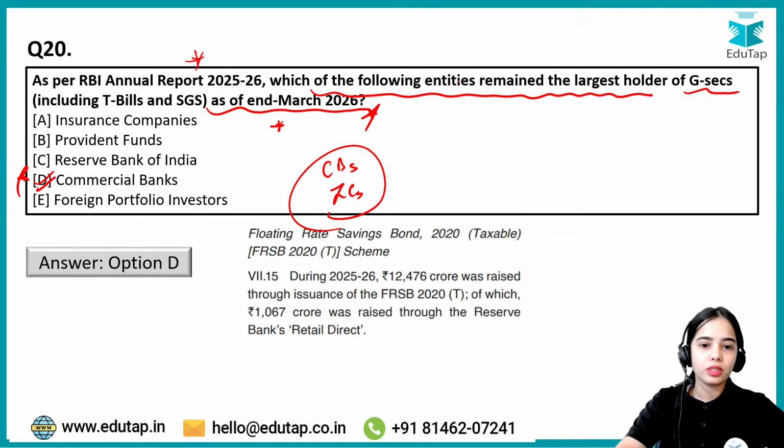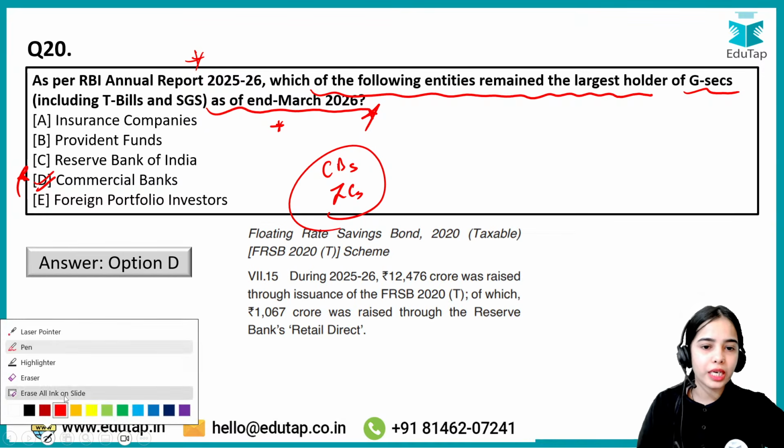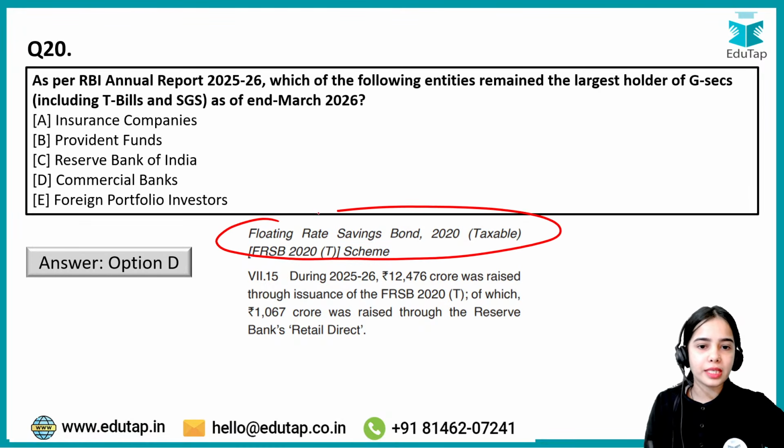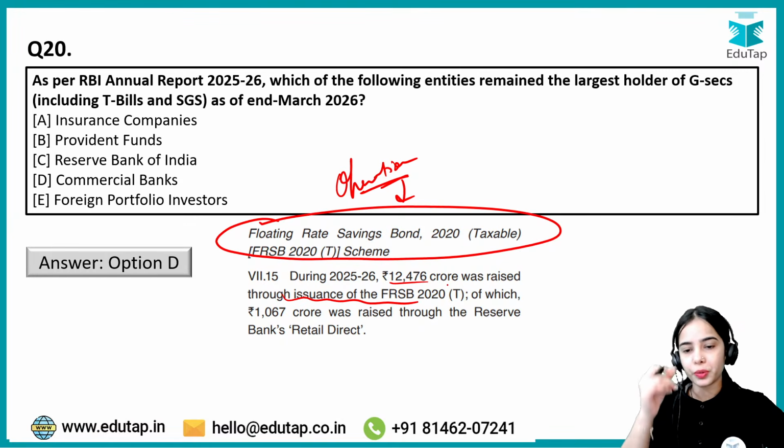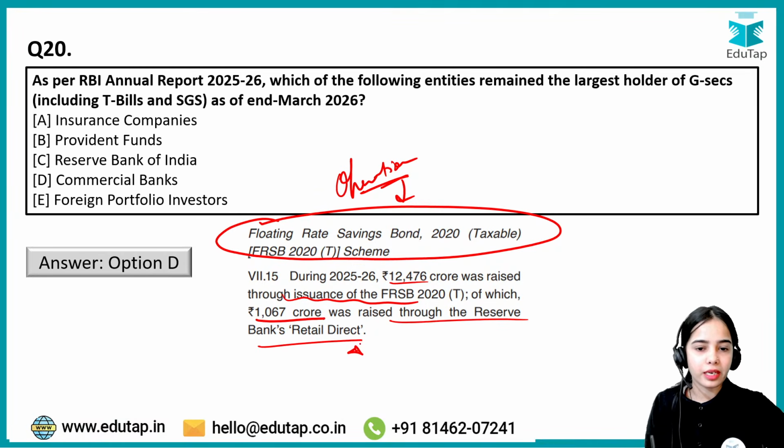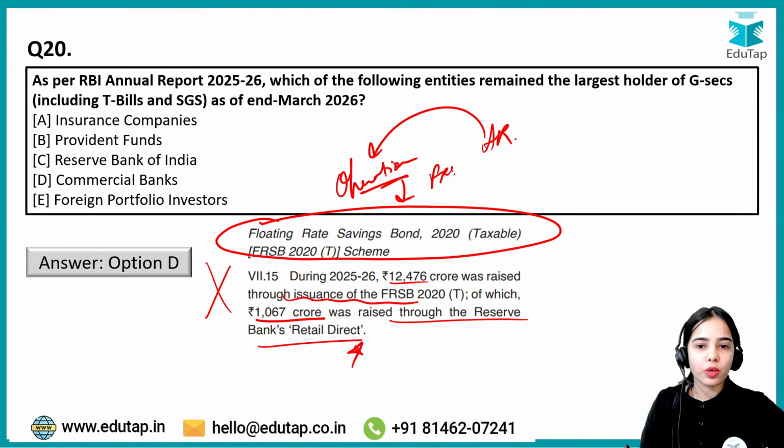So now coming to the floating rate saving bond, it was also in news recently because the operational guidelines have been changed for the floating rate saving bond, and it was said that 12,476 crore was raised through the issuance of floating rate saving bond in 2025-26, of which 1,067 crore was raised through Reserve Bank's retail direct platform. You don't have to remember it. This I have shown you because in the annual report, the FRSB is also mentioned. So again, this will be in news. Again, the operational guidelines are very important.